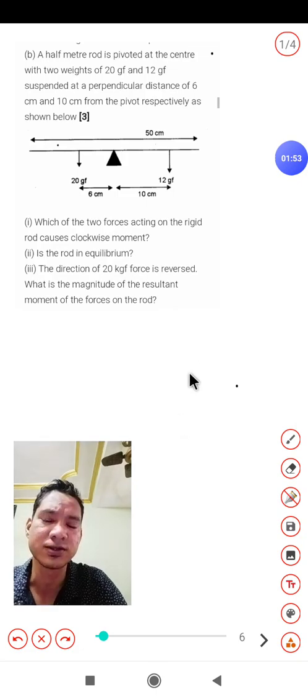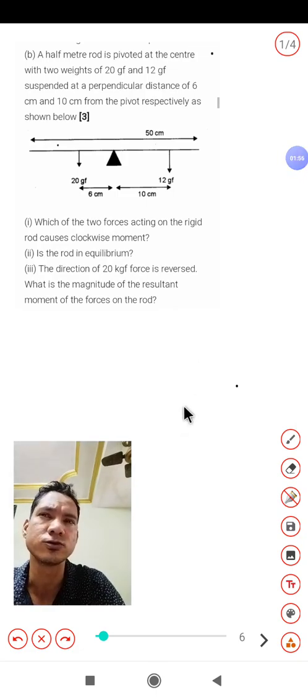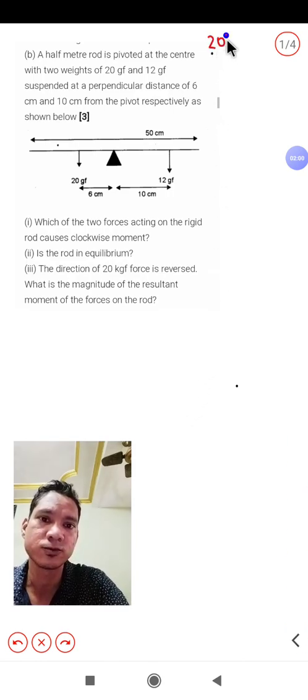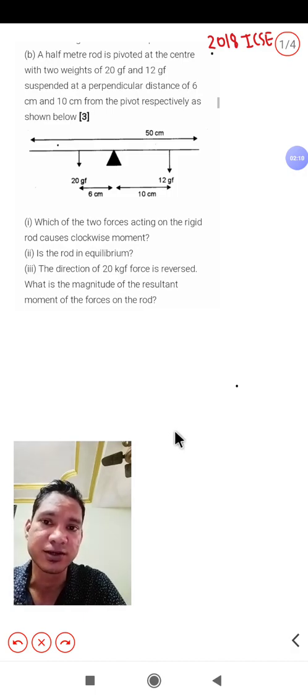Let's begin with this numerical. This numerical was asked in the 2018 ICSE board exam. Let's solve it. As mentioned here, a half meter rod. Half meter means 50 centimeter, right? This is the 0 centimeter mark and up to here 50 centimeters. So you need to be careful. This is a half meter rod pivoted at the center. This is the fulcrum.